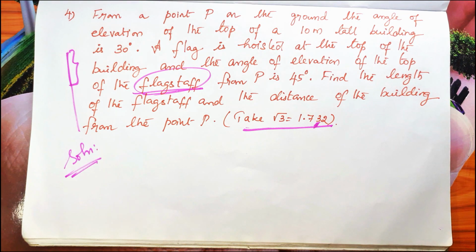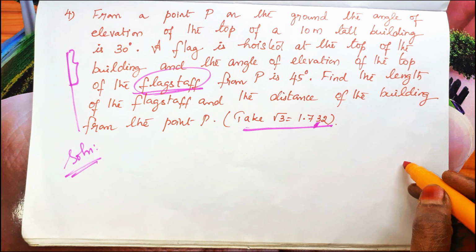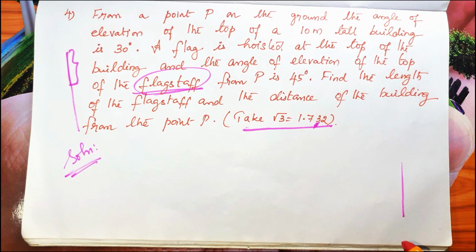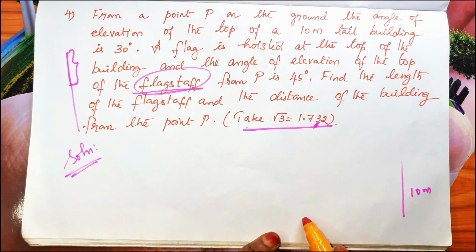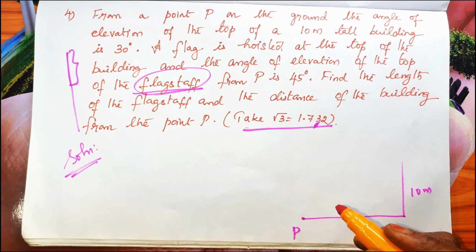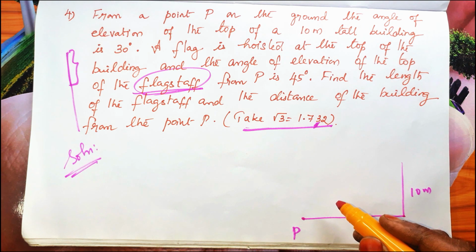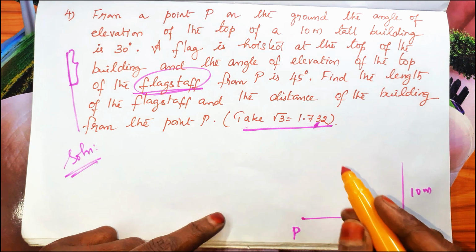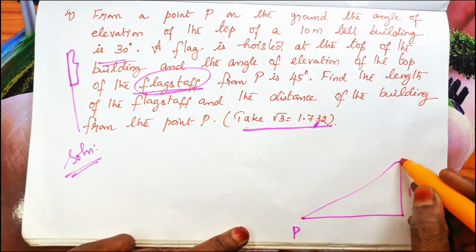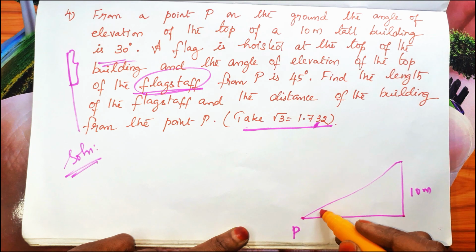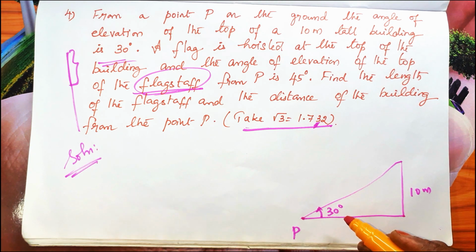From a point P on the ground, the angle of elevation of the top of a tall building. So we are taking a tall building. The height of the building is also given. What is that? 10 meter. So we are seeing the top of the building from the point P, and the angle of elevation is given. What is it? 30 degrees. So when I see the top of the building, the angle of elevation is 30 degrees. Am I right?